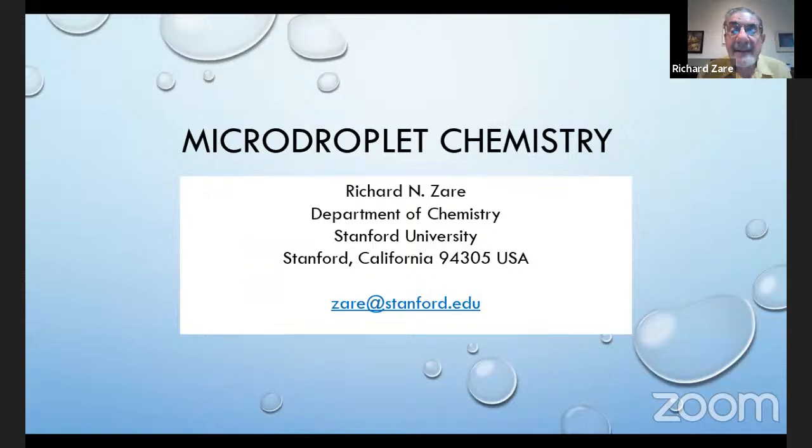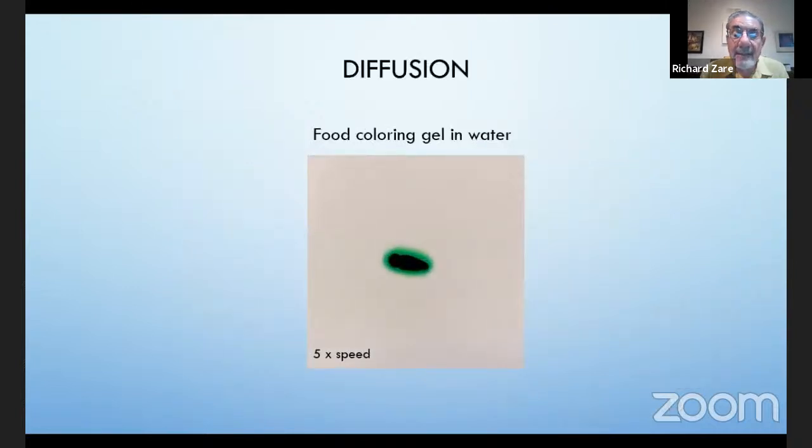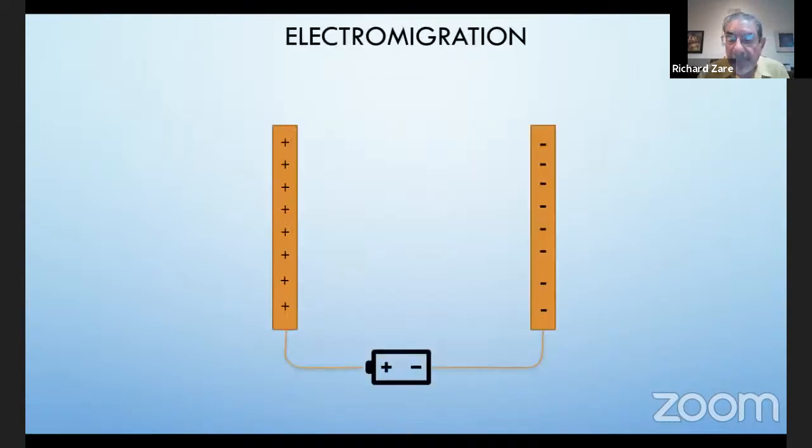Now, let's turn to today's talk, which will be about microdroplet chemistry. And I'm going to remind you of some background. First, please look, this is played 5 times. Okay, here's food coloring gel in water. We have diffusion, okay, in a liquid, and I'm reminding you what that is. What else do we have?